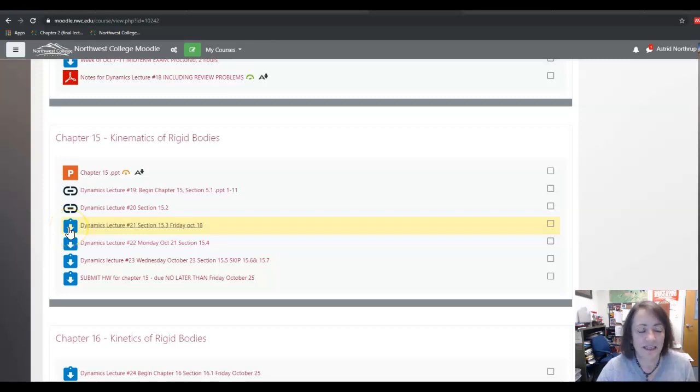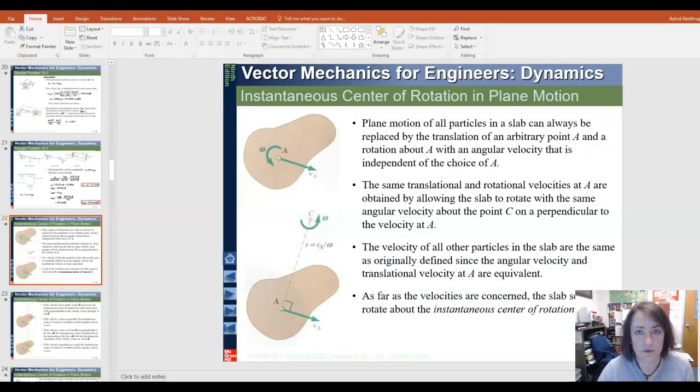Hi, everybody. Today we are going to be recording Dynamics Lecture 21, which will cover Section 15.3. The topic of Section 15.3 is called the Instantaneous Center of Rotation in Plane Motion. When we talk about the instantaneous center, the slides that we're going to be using from the PowerPoint that's posted to your Moodle page are 22 through 28.